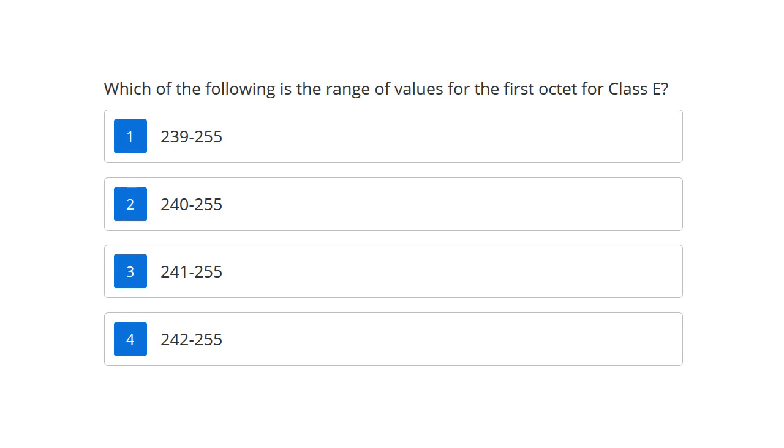Which of the following is the range of values of the first octet for class E? Well, class D ended at 239, so class E starts at 240 and goes all the way to 255.